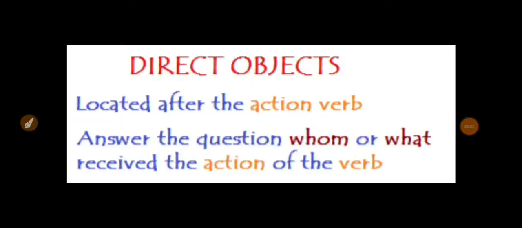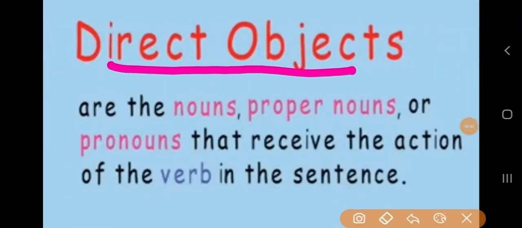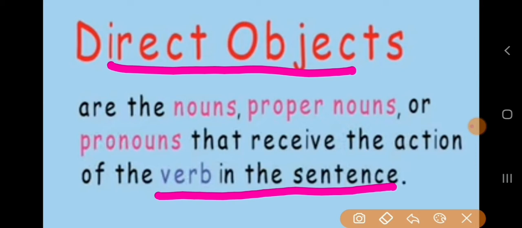Children, always remember that direct objects are located after the action verb. It answers the question whom or what received the action of the verb. Children, finding a direct object is usually easy since it often follows the verb in the sentence. But sometimes an indirect object makes things a little tricky.